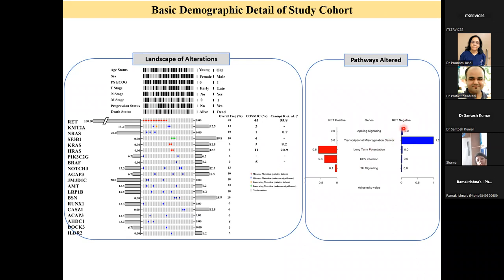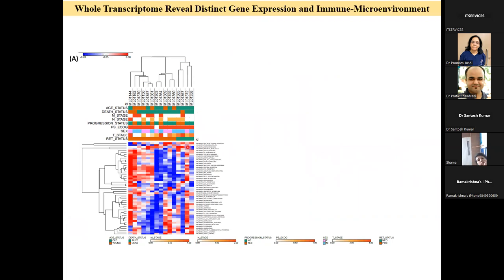On the other hand, in the RET negative tumors, those pathways are not active, and we see transcriptional misregulation to be highly active in all of these tumor patients. So this explains how the molecular landscape of a particular disease can help us understand the mechanism of action in this tumor. Furthermore, we take whole transcriptome data and we identify RET mutations here. So these all are RET mutated patients, and these all are RET negative patients. And these are the molecular pathways which are known to be altered in various different tumors.